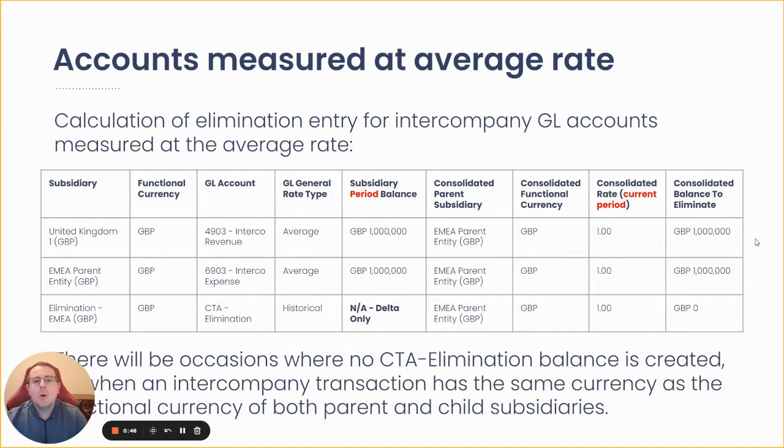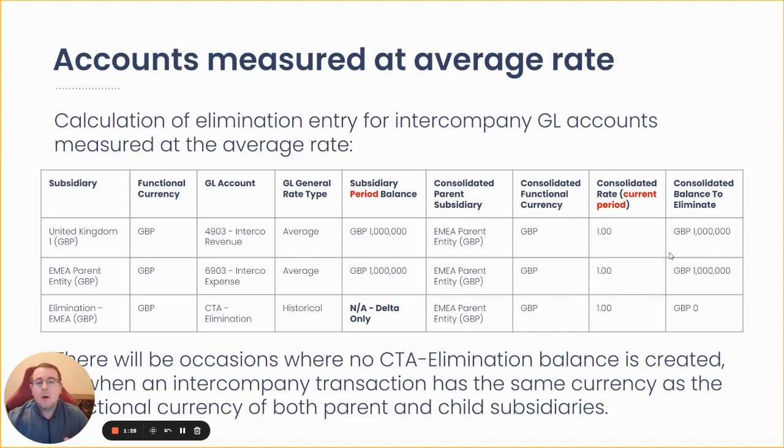So in this example, we are looking at accounts measured at the average rate for our UK entity. Notice our UK entity has a functional currency of GBP, and the parent entity that we are rolling up to in this case also has a functional currency of GBP. What does that mean? Well, when we are carrying forward account balances in GBP, the consolidated exchange rate will be 1. So our consolidated balance to eliminate will be the same amount in our UK entity.